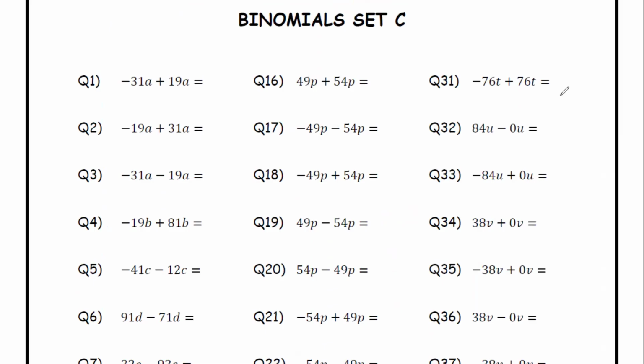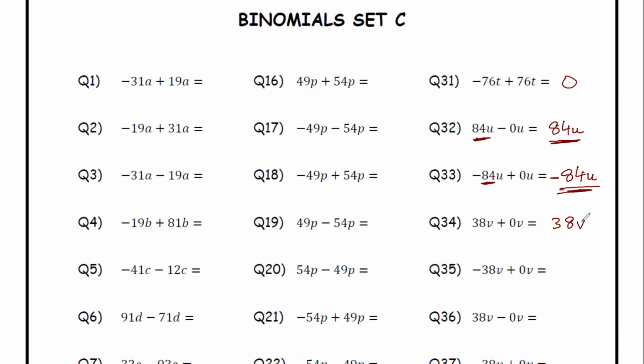Again, this is also 0. This is 84u. We take the difference of the two numbers. It is 84u, and the bigger absolute value out here is positive, therefore positive outcome. Again, this is 84u, but it'll be negative because the bigger of the two absolute values is 84 and the sign next to it is negative. Therefore, the outcome also will be negative.